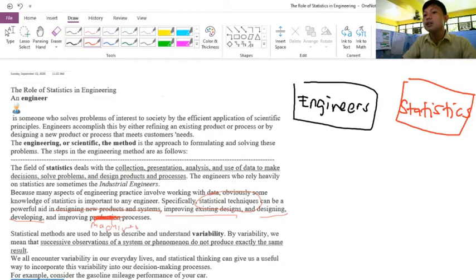Okay? So, statistical methods are also used to help us describe and understand variability. Now, this is the term na medyo common sa statistics. By means of variability, we mean that successive observations of a system or phenomenon do not produce exactly the same result. Alright, so, example.